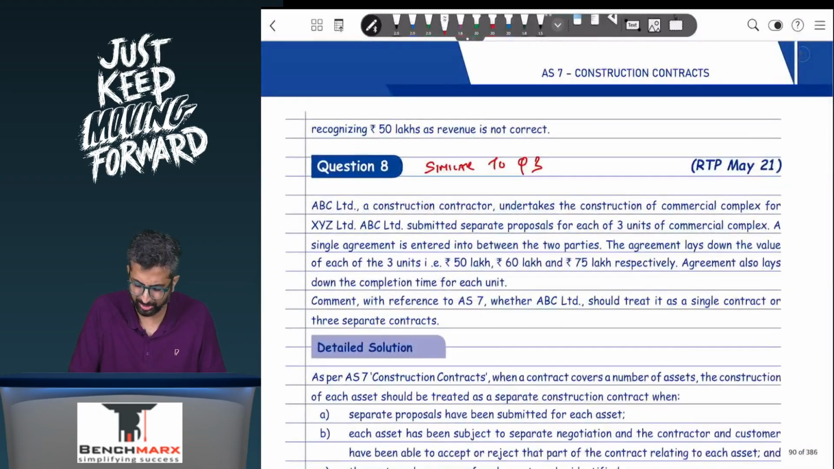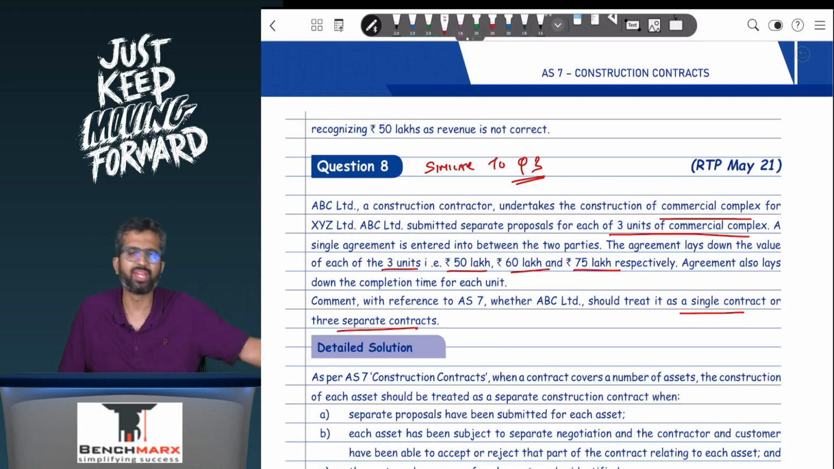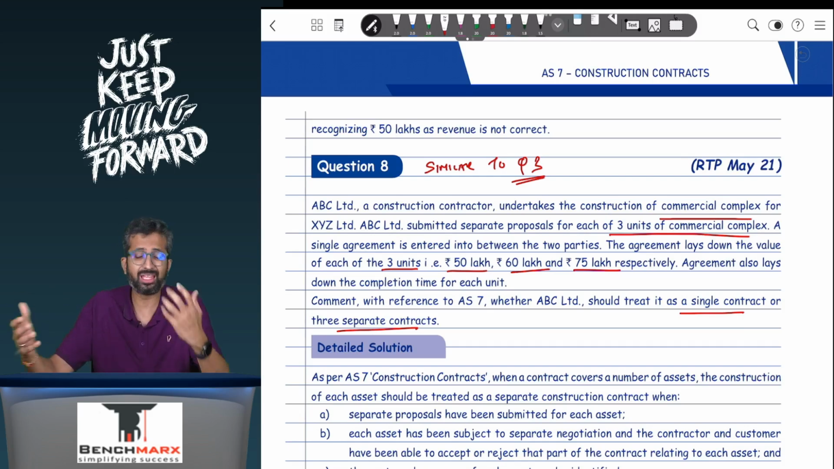Now question 8 is very similar to question 3, where you will have a commercial complex which has 3 separate units. For each of the units the price is 50, 60, 70. Should you treat it as a single or separate? We have done it exactly. This is the same thing over here. We say that because they are not dependent on each other, we will show them separate.